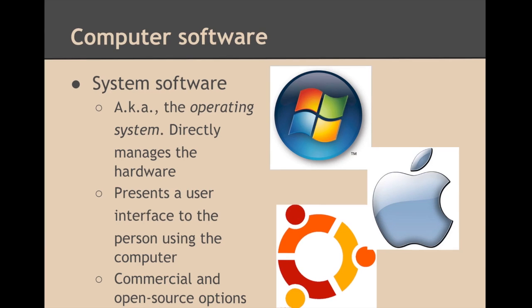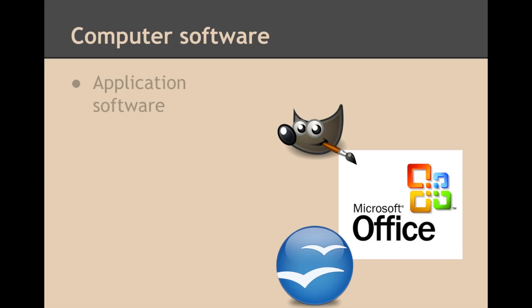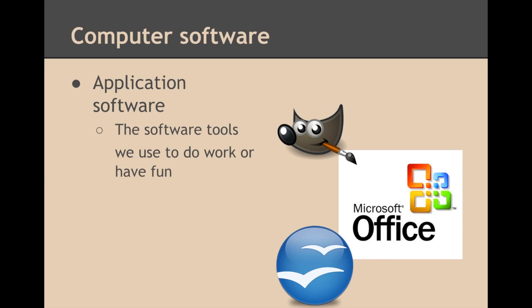The other classification of software is application software. And those are the software tools we use to do work or to have fun. So those are the things that we use on the computer that actually get something done. So some examples: Microsoft Office, Photoshop, game software, your MP3 player, iTunes, etc., etc. All of those are application programs.